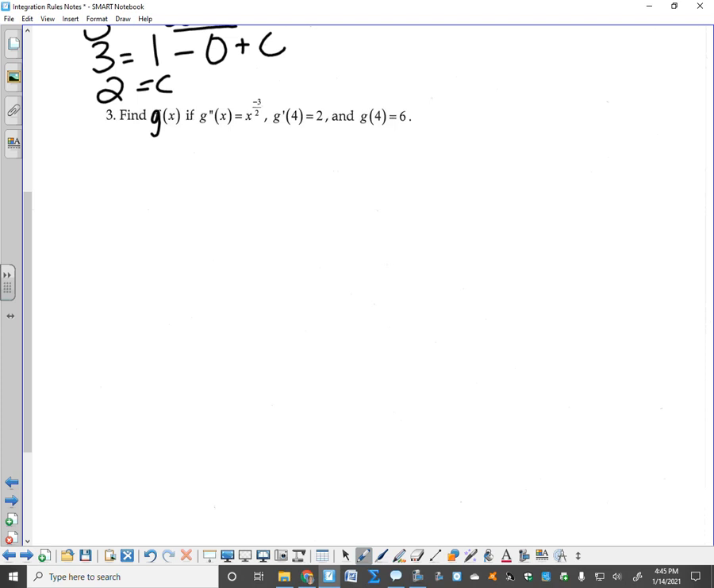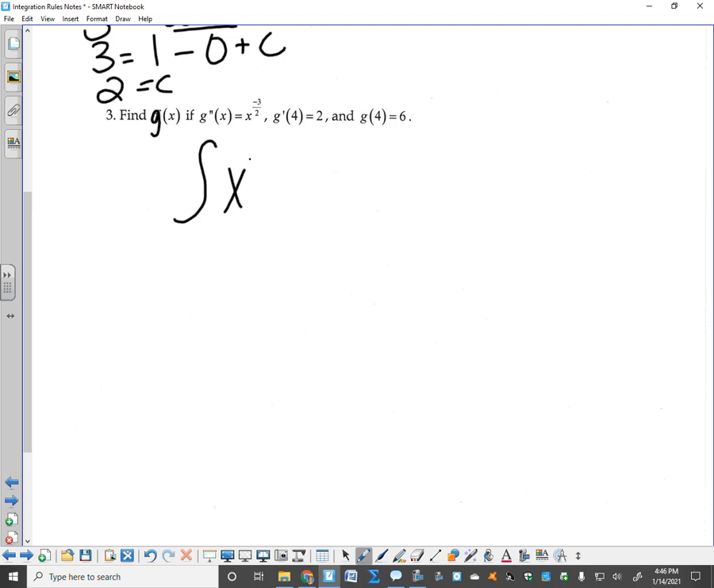Oh, if G double prime, the second derivative, equals x to the negative 3/2. Tells me that G prime of 4 equals 2 and G of 4 equals 6. So if I have the second derivative, I have to integrate twice. But I have to find my C after each integration. All right, so here I go.